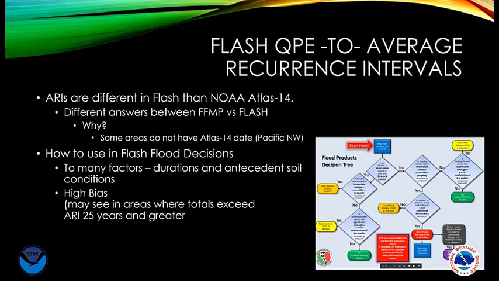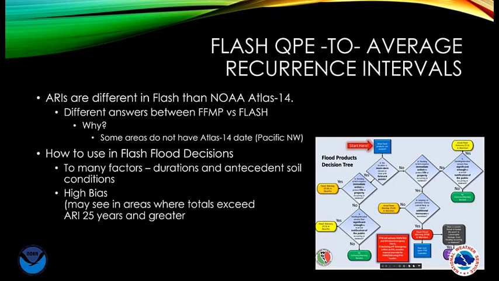Flash flood, there's also a product called Flash QPE to average recurrence intervals. Now, one thing you have to know about the average recurrence intervals, they're different than what we see in the Atlas 14. And the Atlas 14 is what's used in FFMP versus FLASH. And the biggest reason that they used a different average recurrence intervals data is because some areas, especially the Pacific Northwest, do not have that data available. So they wanted to make some kind of average recurrence intervals available for the whole CONUS.